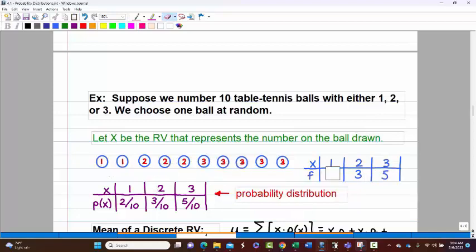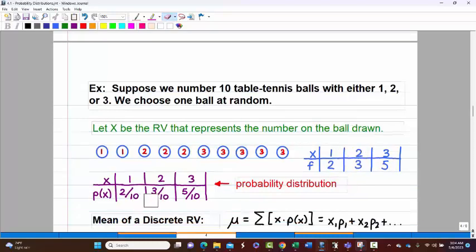Now, I wrote the frequency distribution over here just to show you. We don't really need that. This will be the actual probability distribution, which is the relative frequency, the frequency divided by the total, which is our probability. So essentially, you've got 10 balls.